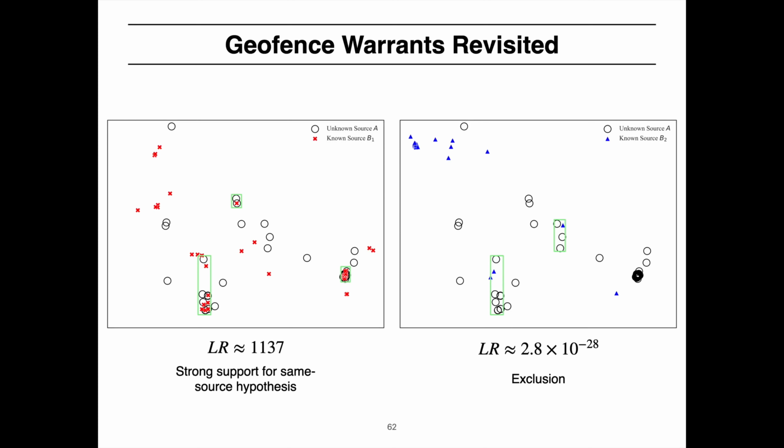Okay, so let's revisit our geofence warrant example. Looking here on the left, we have our unknown source data A and our first known source, B1. The likelihood ratio here is approximately 1,137, which would indicate strong support for the same source hypothesis. On the other hand, for the second sample, B2, the likelihood ratio is near 0, and this would result in an exclusion. So the person who did in fact generate these events was known source B1 and not B2.